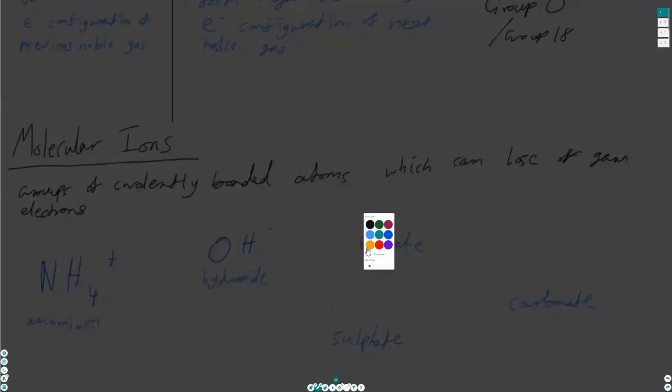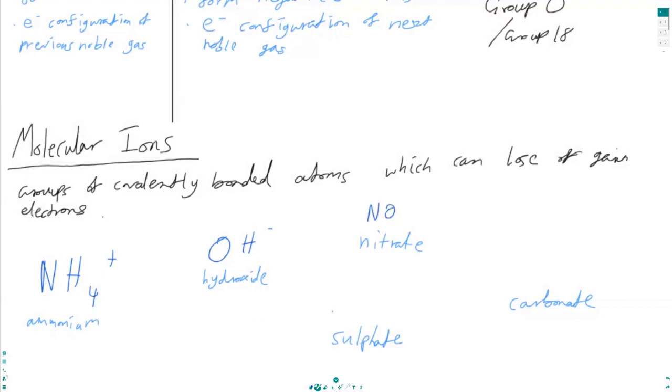So the nitrate ion is NO3 minus. Carbonate is CO3 2 minus. And the sulfate is SO4 2 minus. So these are the molecular ions that you need to be able to do.